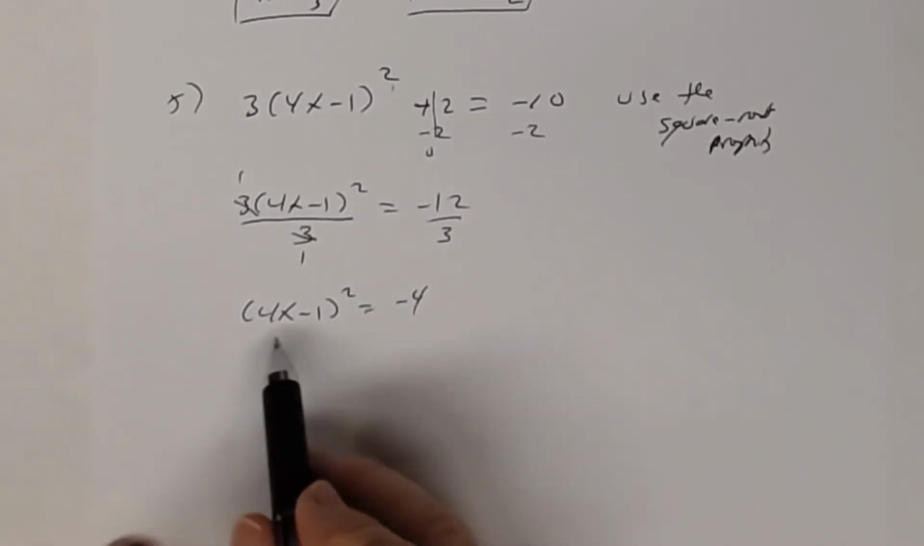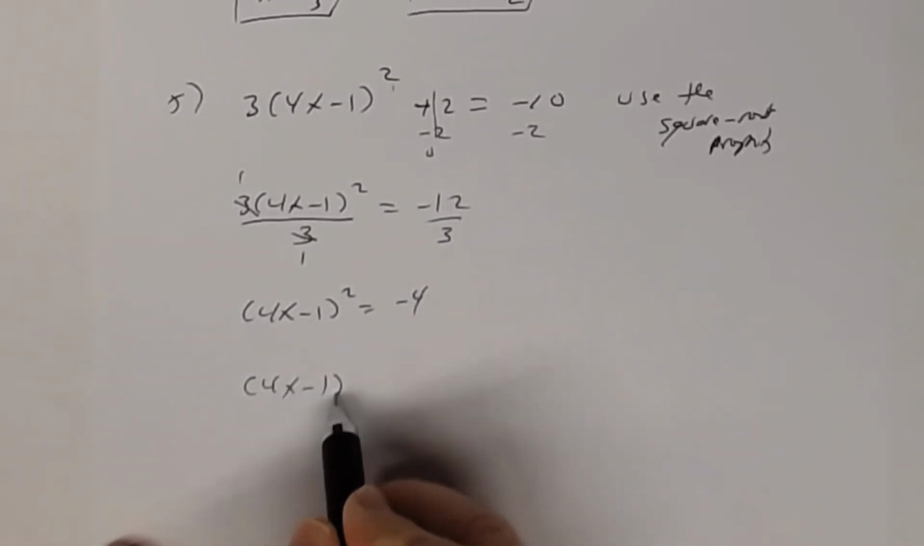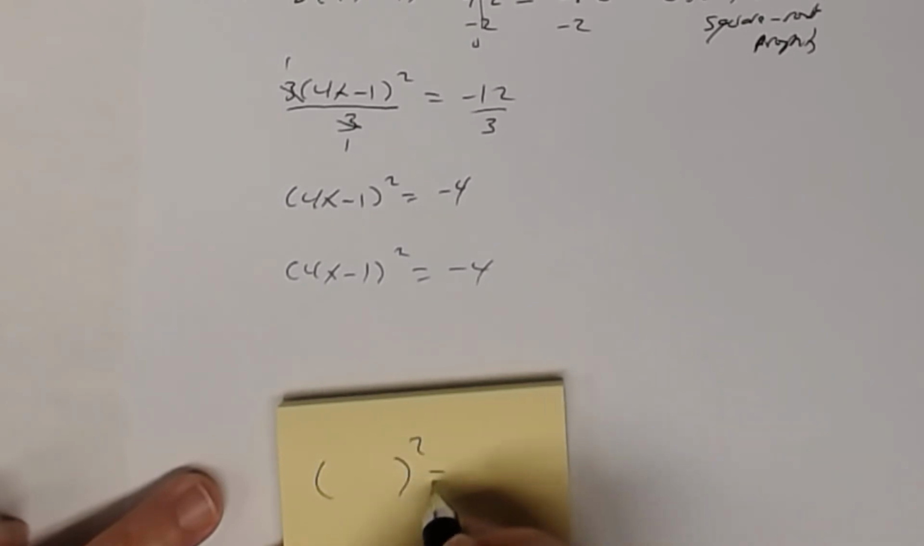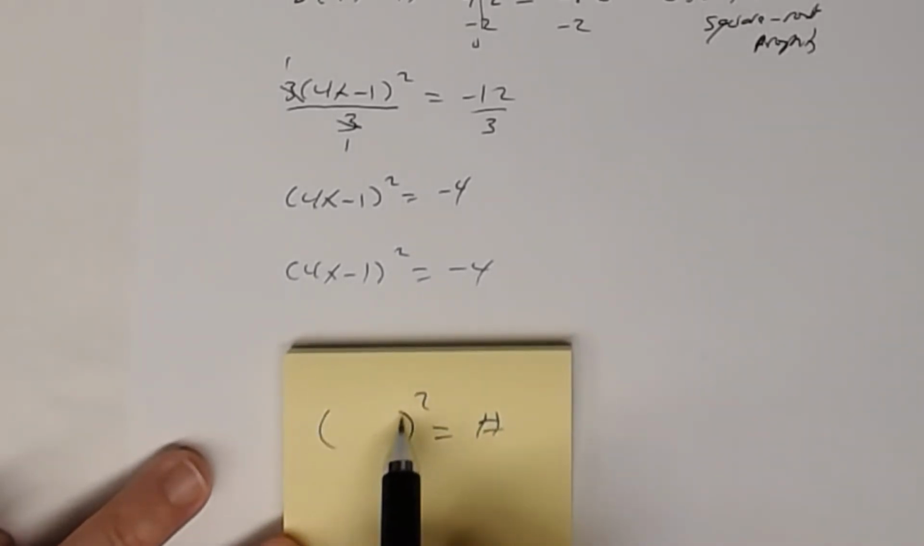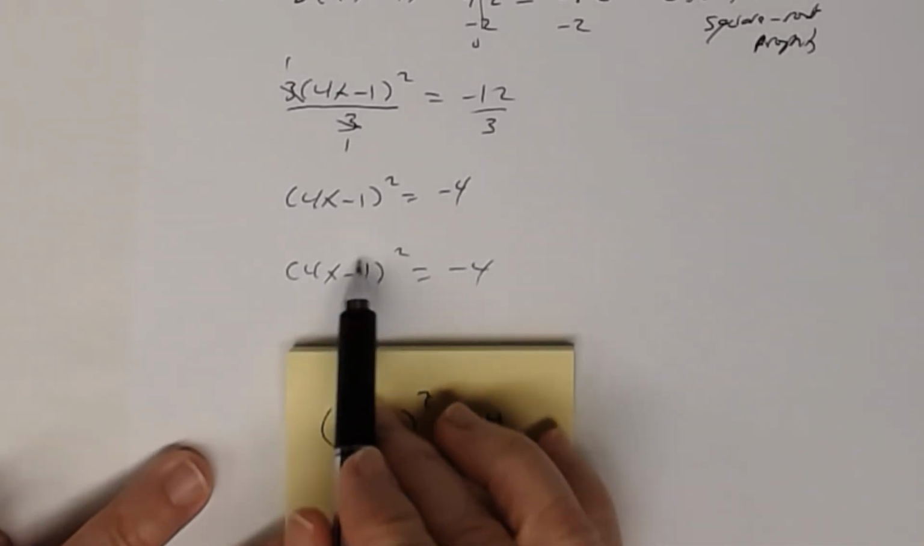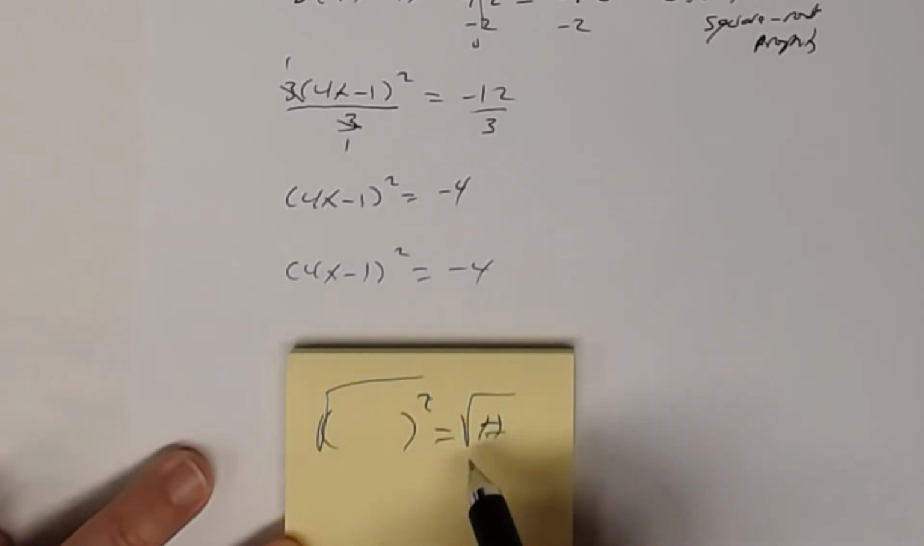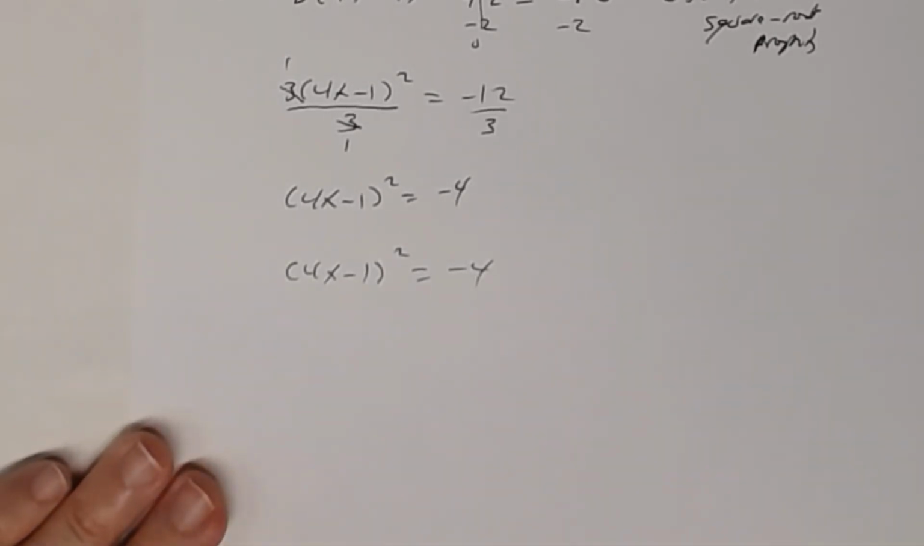And now I'm going to write this over. Whenever you use the square root property, you're going to take the square root of both sides whenever you have something that looks like this, where you have some expression squared equal a number. And that's what I have here. So now I can take the square root of both sides. But remember, when you take the square root of both sides, you get plus or minus. So don't forget that plus or minus there.